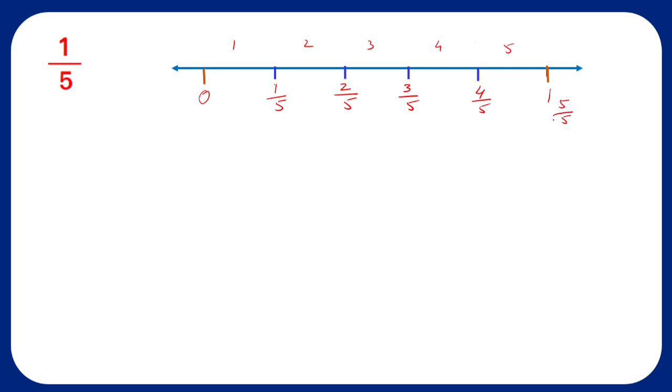Because any number divided by the same number gives you 1, so we write it as 1. If we were to mark this point on this number line, since we need 1/5 and 1/5 is here, this is how it has been plotted.